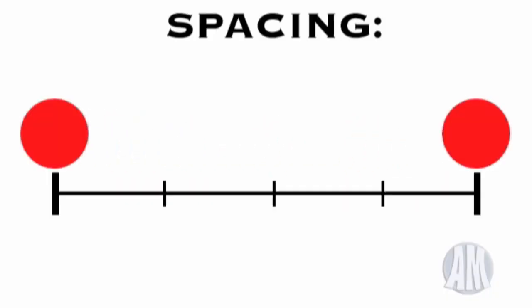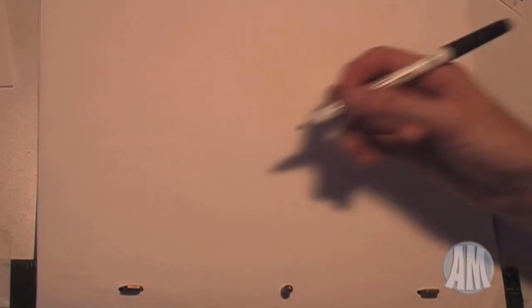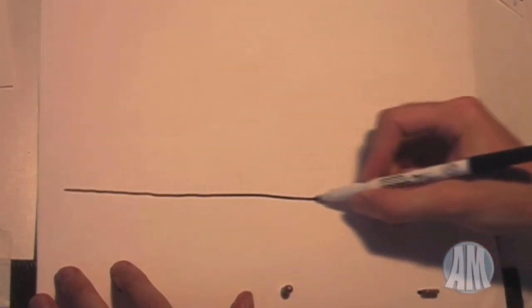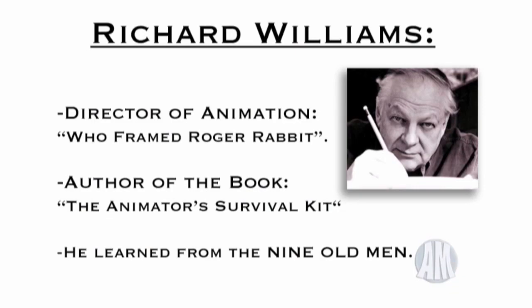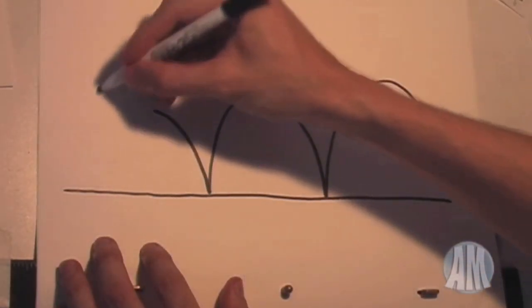So in our example of the ball going from A to B, we refer to spacing as those gaps that tell us where the ball is on each frame. So in his book, The Animator's Survival Kit, Richard Williams talks about spacing and timing in a very clear and simple way. We have like a bouncing ball, bong, bong, bong.